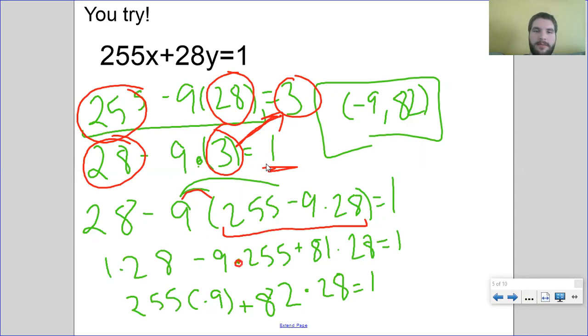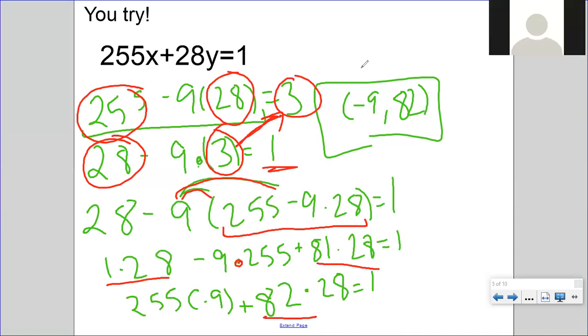So this became -9 times 255. And then -9 times -9 gave me 81 times 28. And so I had 81 times 28 and 1 times 28. So that gave me 82 times 28. And then plus 255 times -9. So what do we think? We want another one, or are we okay to move on?